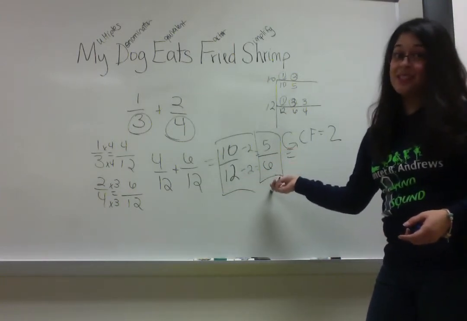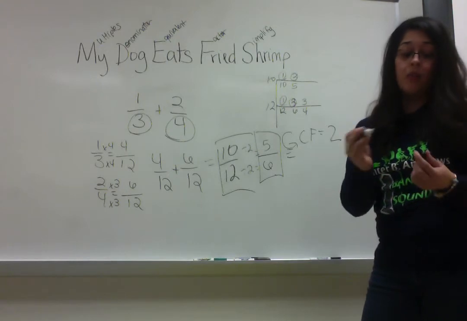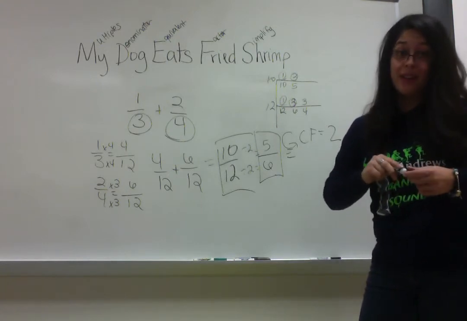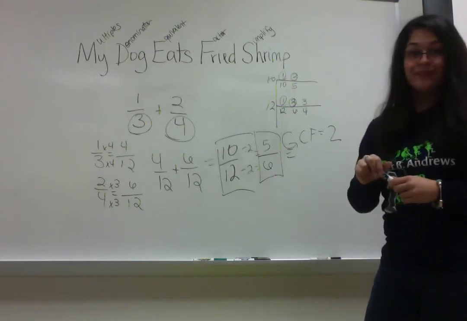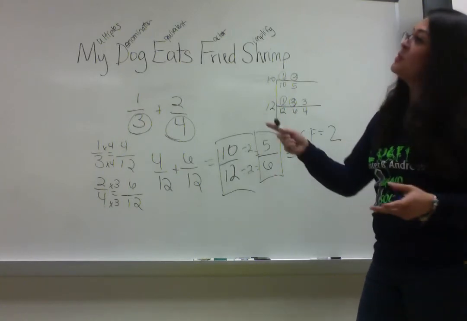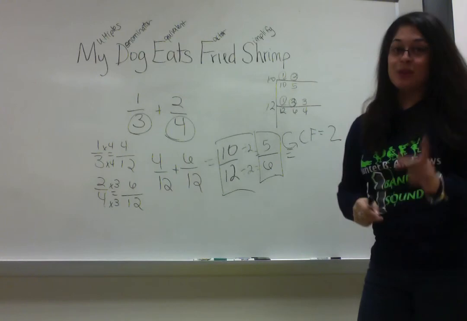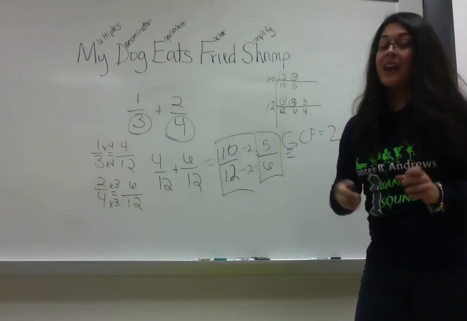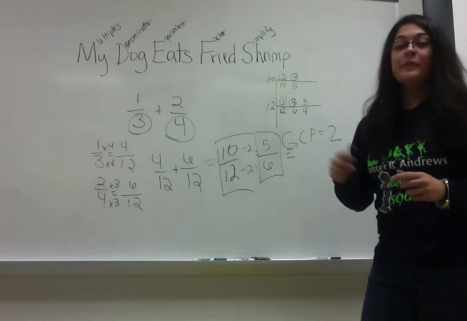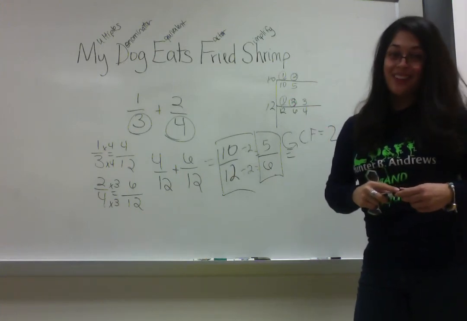And that's what you're going to see on a multiple choice test. Or they might want you to type that answer in simplest form, reduced, right there. Well, I hope you are able to write "My dog eats fried shrimp" on your scratch paper whenever you take your test and do your classwork. And I hope you can remember these steps to adding, subtracting fractions with unlike denominators.